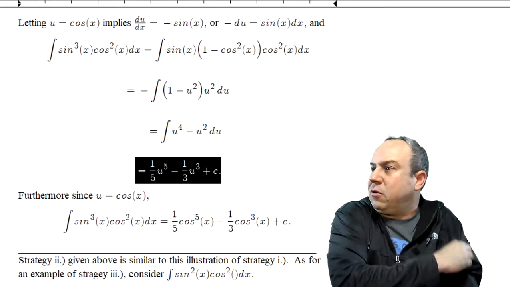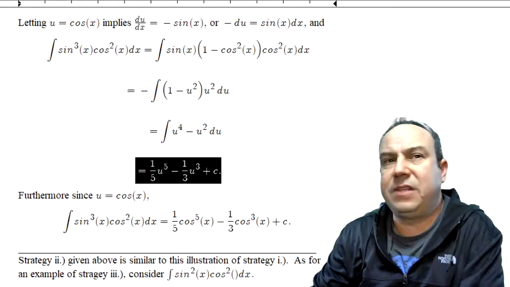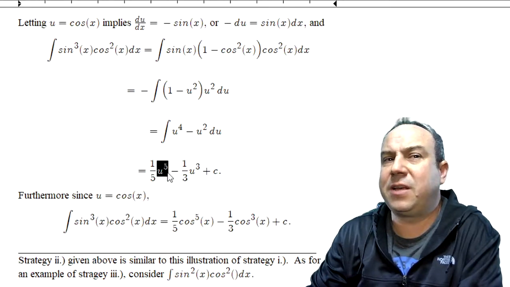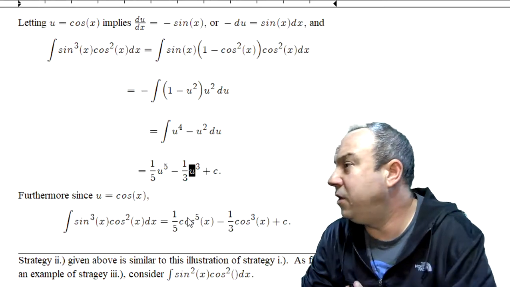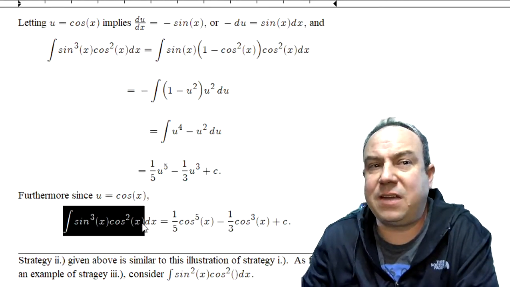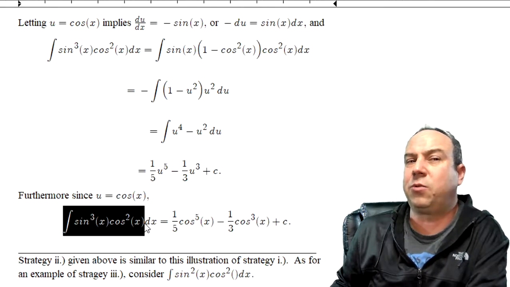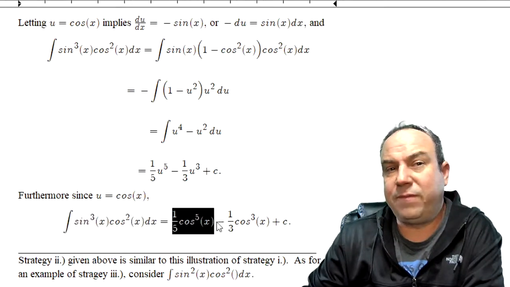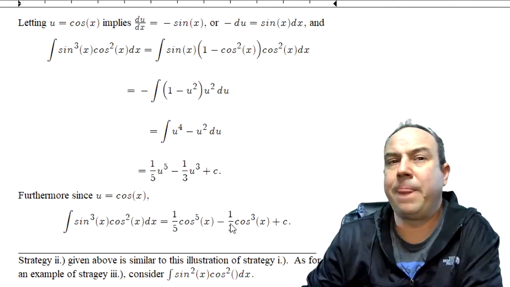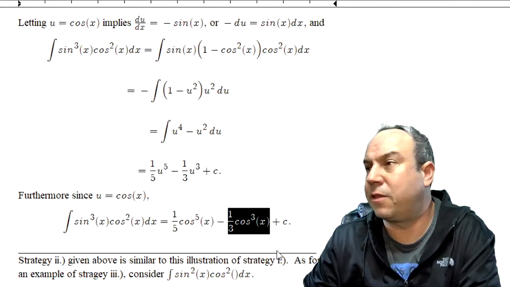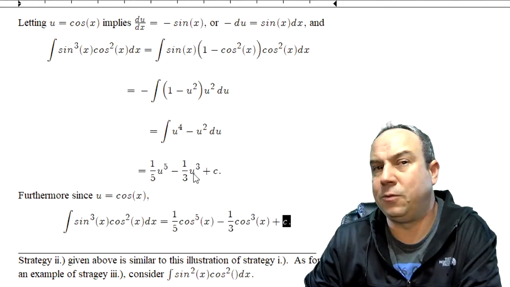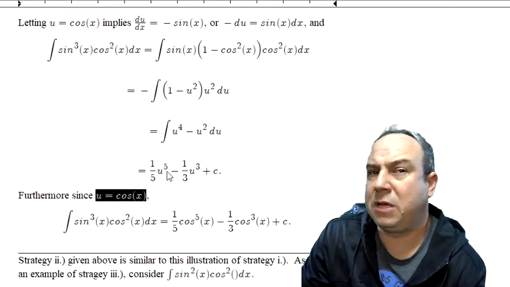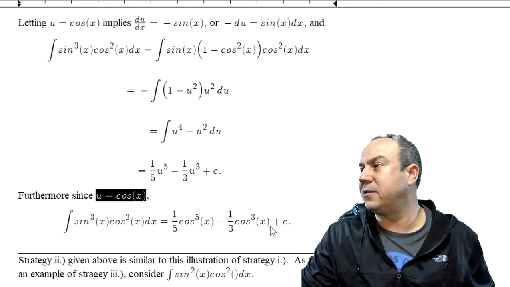Now, this is an integral in terms of u. We want an antiderivative statement in terms of x. That's where we started. And since u equals the cosine of x, we just substitute cosine of x in for u. And we find that the antiderivative of sine cubed of x times the cosine squared of x dx is equal to 1/5 the cosine to the 5th power of x minus 1/3 cosine to the 3rd power of x added to our constant, coming from this result here, where u is being replaced with the cosine of x.